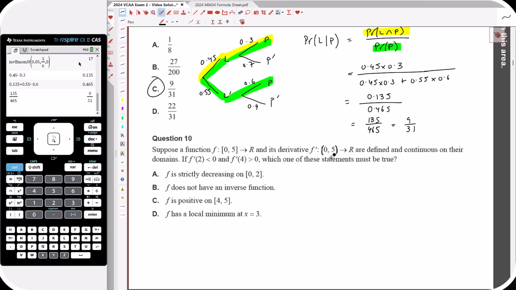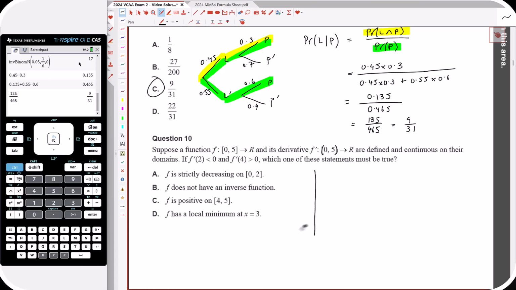Let's have a go. So continuous over the domain. If f dash at 2 is less than 0, so that is the gradient when x equals 2 is negative, and f dash at 4 is greater than 0, that is the gradient when x equals 4 is positive, which of these statements must be true?